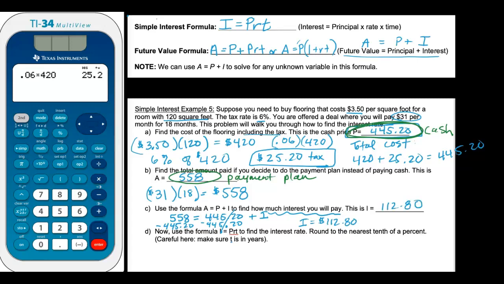And so at this point, the next and last step, we're going to find the interest rate. But as a consumer, that's the important dollar amount here to look at: do you want to pay an additional $112.80 to pay for this flooring? Is it worth it to you to pay that additional amount of money so that you don't have to fork out this amount of cash in the beginning? And so last step, we're going to find the interest rate.